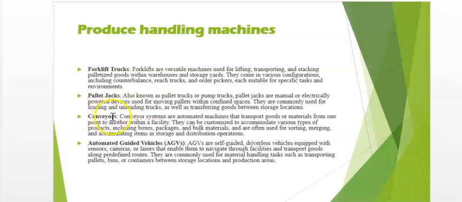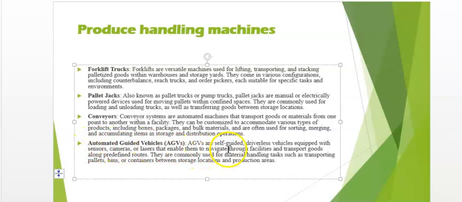Let's look at the conveyor. It's another machine. So a conveyor system is an automated machine that transports goods or materials from one point to another within a facility. Let's look at the automated guided vehicle. They are driverless vehicles equipped with sensors, cameras, and lasers that enable them to navigate through the facility and transport goods along predefined routes.